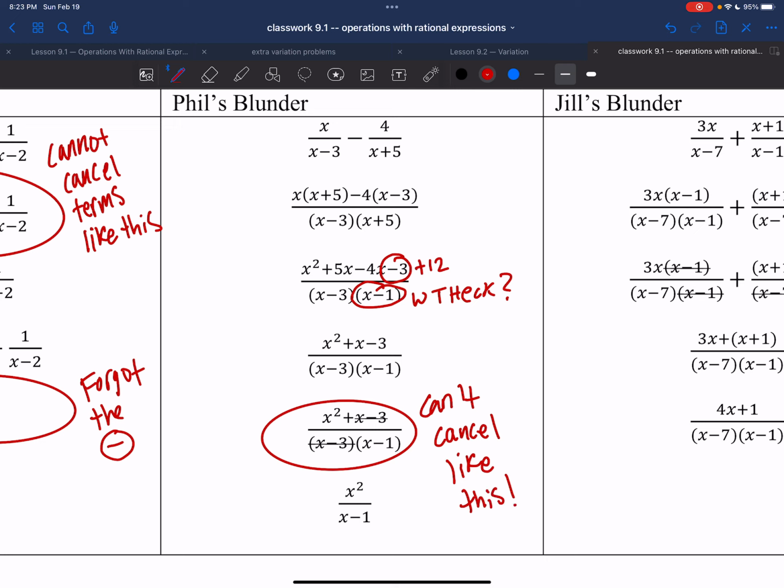You kind of have to consider x squared plus x minus 3 as a single term. That is a factor. Okay? That's the thing. You would need x squared plus x minus 3 on bottom to cancel this. You got to consider that x minus 3 is a different term from x squared plus x minus 3. So you can't cancel those. Those aren't factored like that.